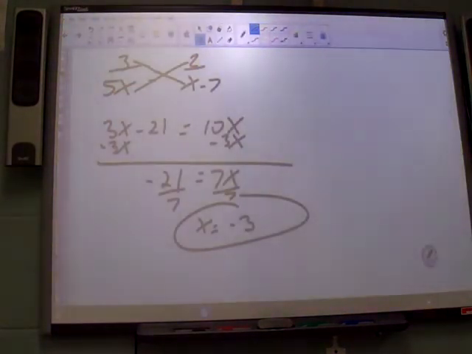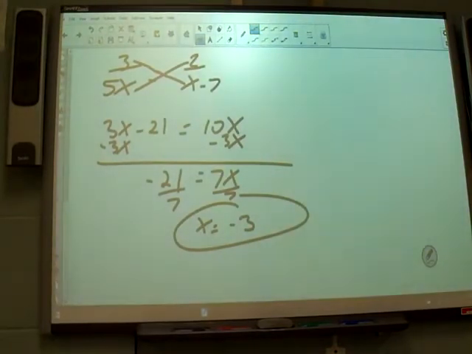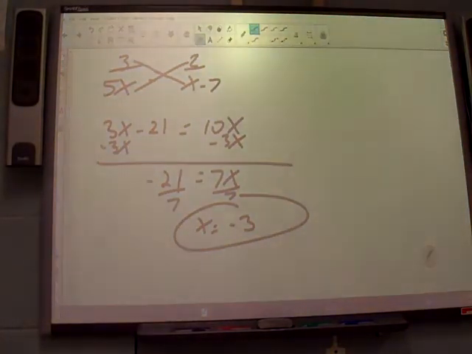Alright, so fraction equals fraction. Bam, bam, bam. We just cross multiply. Now, what if we got some more stuff?